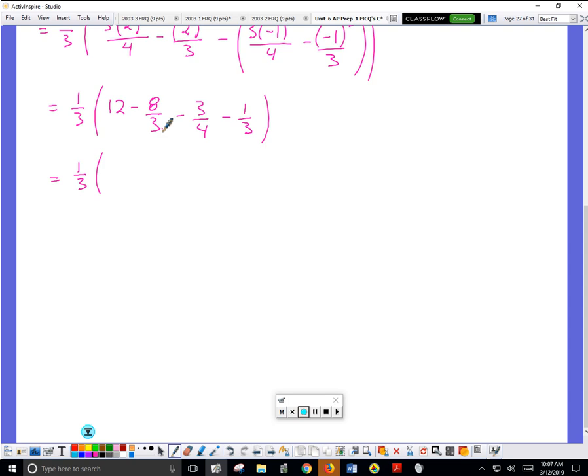Make negative 9/3, which is negative 3. So I've got 12, negative 3, negative 3/4. So that's going to be 9. So 9 is 36 over 4. That divides 11 over 4. Is that the correct answer?